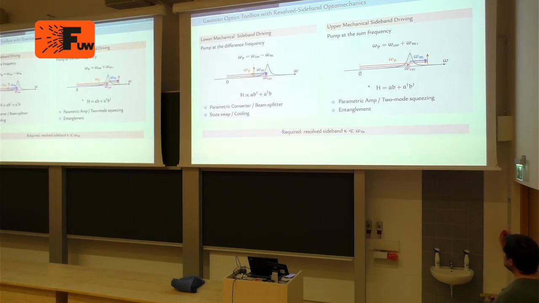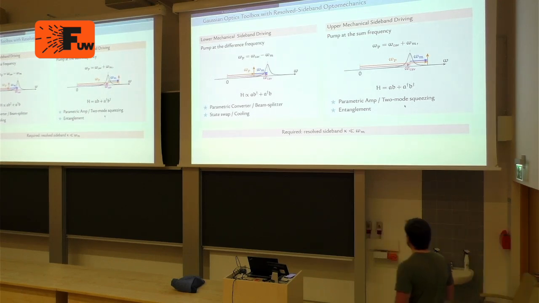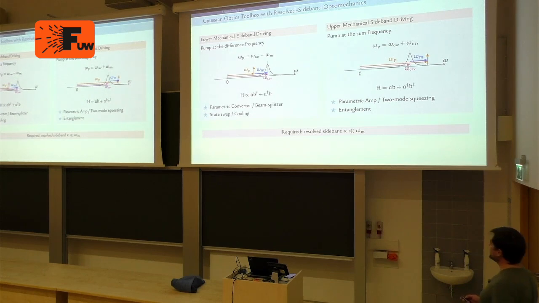And this Hamiltonian is known as the parametric amplifier, or equivalently the two-mode squeezing. And in practice, it is known to generate entanglement between the participating modes. So in this talk, I will use this type of interaction, or will assume that I can use this type of interaction, in order to create entanglement between optics and mechanics.